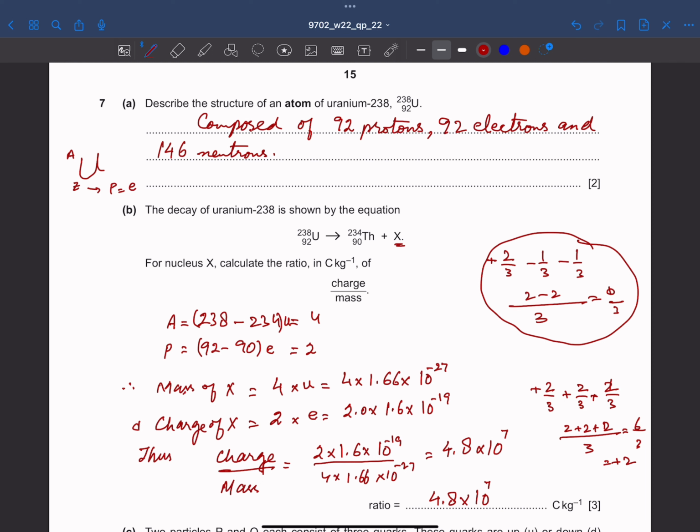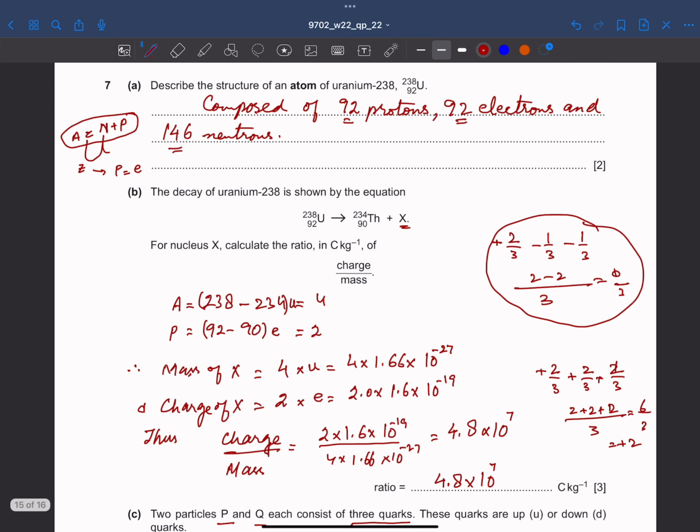So when they are asking for the structure of the atom, simply you can say that here you have 92 protons, 92 electrons, and you know that A is equal to N plus P. So when you use this concept, you will get the number of neutrons as well, which is nothing but 146. So 146 neutrons are present here.